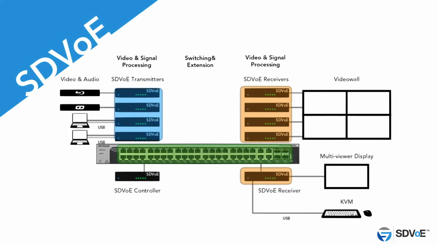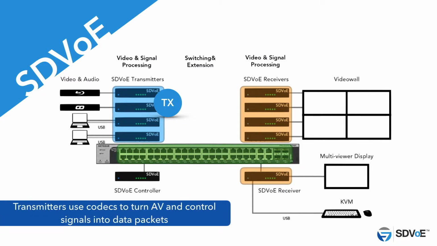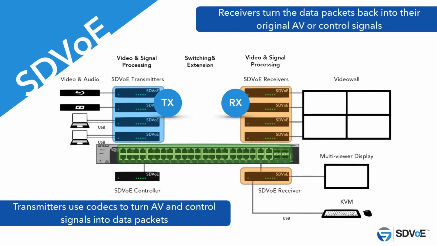In SDVoE, the transmitters, or TX units, are often called encoders because they use codecs to turn audio, video and control signals into data packets. Receivers, or RX units, are often called decoders due to their ability to turn those data packets back into their original AV or control signals. However, unlike a traditional receiver unit which attaches to a matrix switch, an SDVoE receiver or decoder is capable of far more.